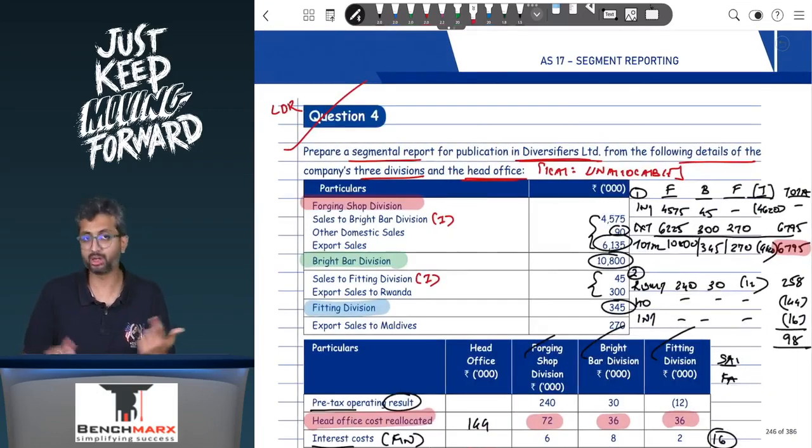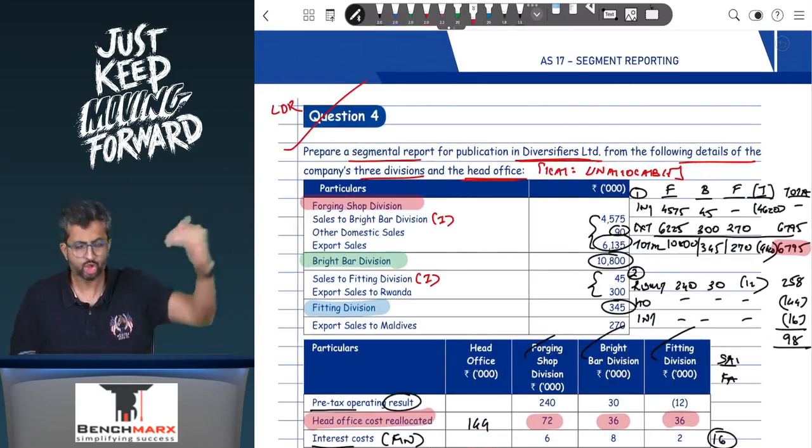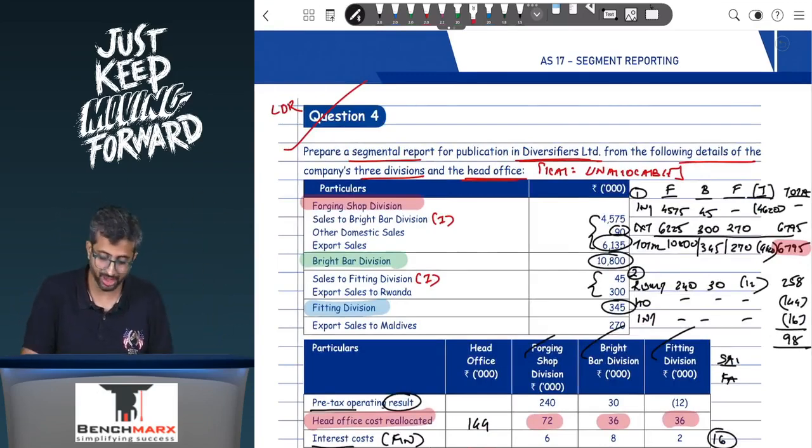However, secondary segment, now I don't have segment result geography wise. I don't have capex geography wise. However, I do have the revenue. So when I look at revenue, there is some revenue in India. I only have to look at external revenue in the secondary segment. In India, this is 60.